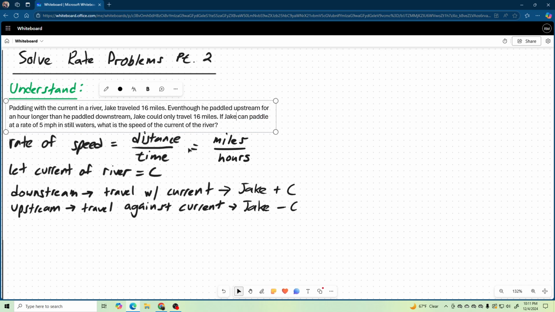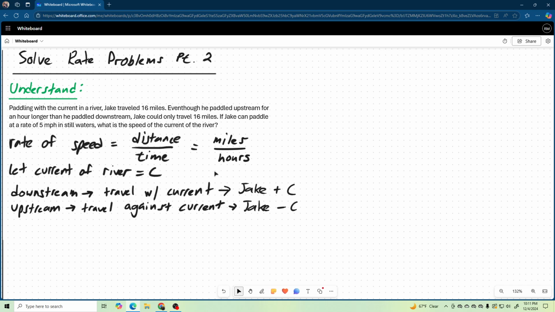All right. So let's think about what this means. Okay, first of all, what is the speed of the current of the water? Well, the speed is a rate, right? And our speed is always the distance over time, which in this case, we're talking about miles per hour, right? That's usually how speed is determined. But there's a few things that are important here.